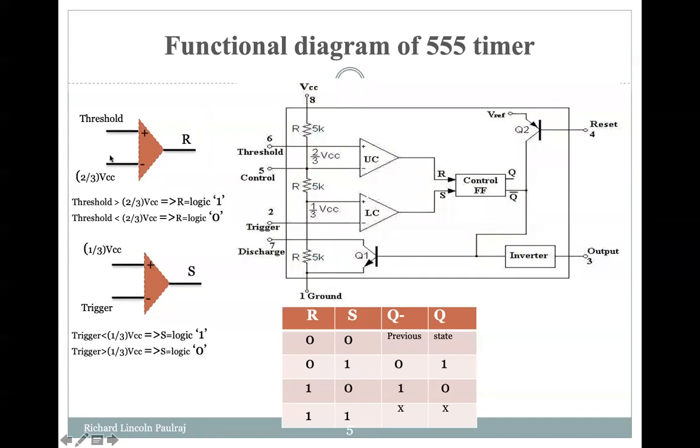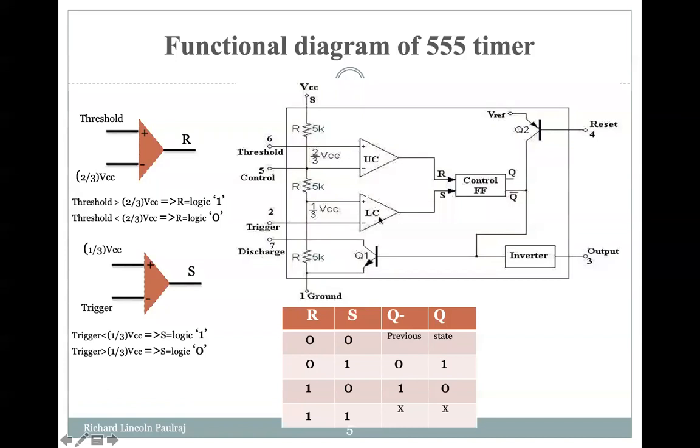So at one of the terminals, I'm going to give this value, which is 2/3 of VCC. VCC can be, for example, 5 volts. So 2/3 of 5 volts, you can just multiply. And at the other end, we're going to give the threshold. If the threshold is greater, then logic 1 is going to come. If the threshold is less than this value, then logic 0 is going to come. So this is acting like a comparator.